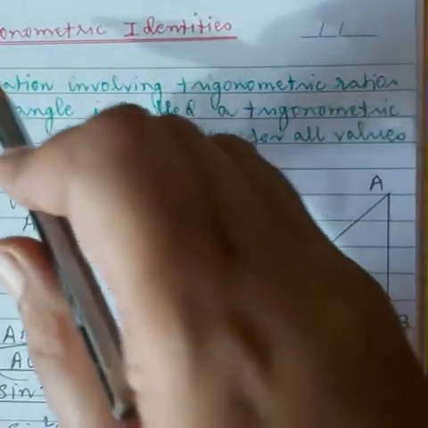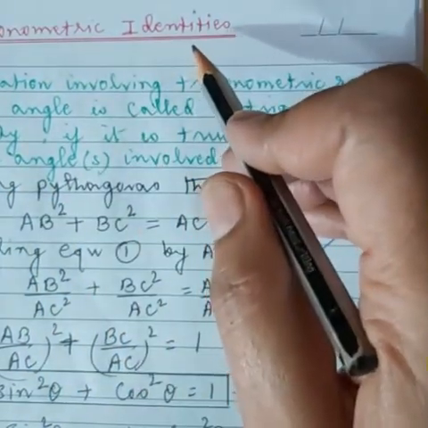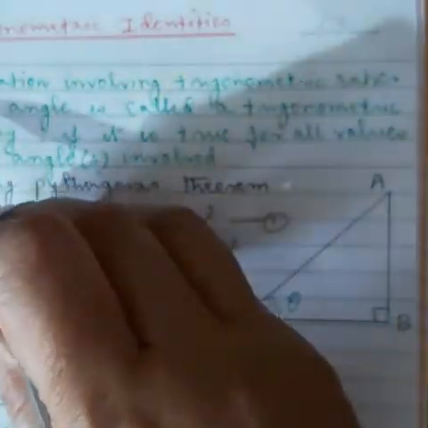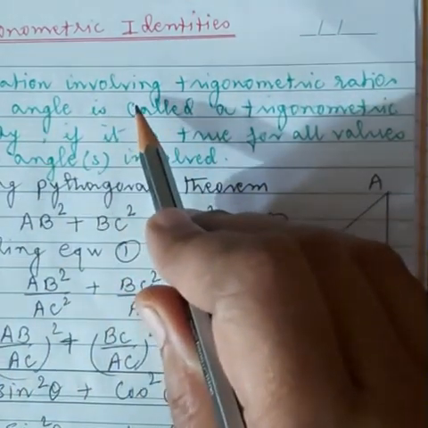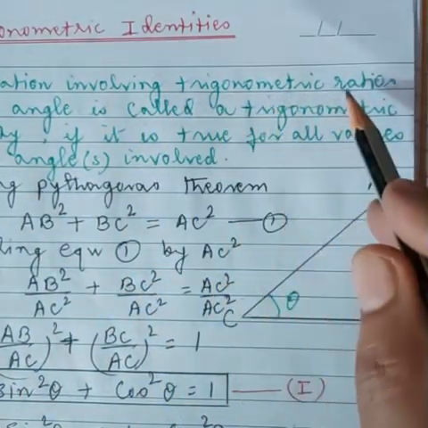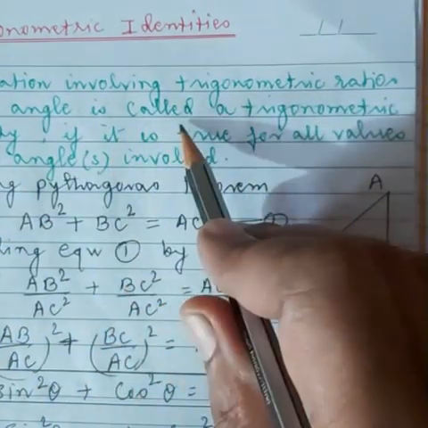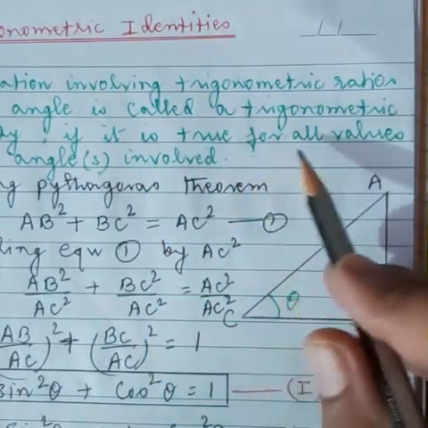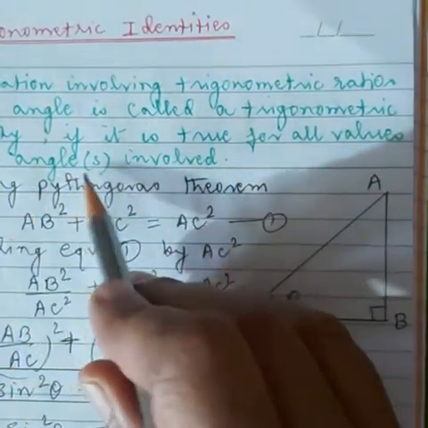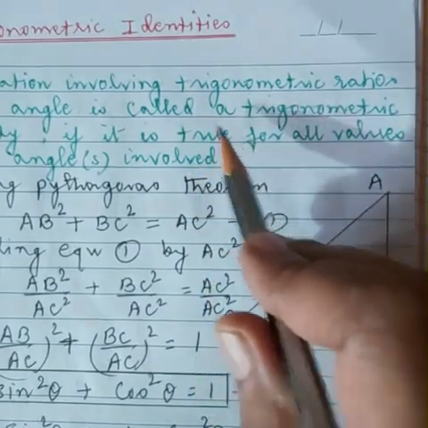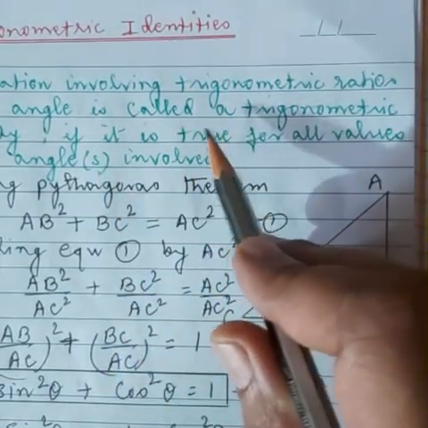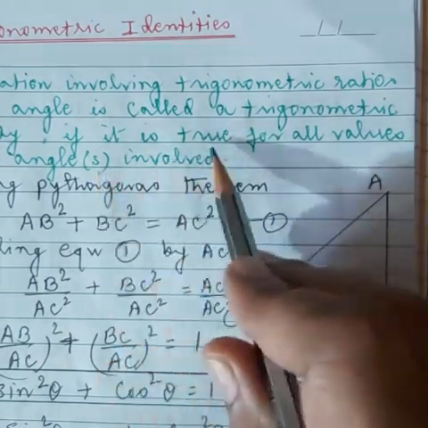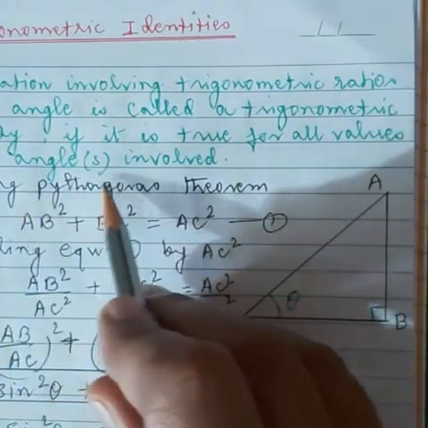Now children, we are going to start the trigonometric identities. So let us understand what is the meaning of trigonometric identities. An equation involving trigonometric ratios of an angle is called a trigonometric identity if it is true for all the values of angles involved. Means any relation in the trigonometric ratios is a trigonometric identity if it is true for all values of the angles involved.